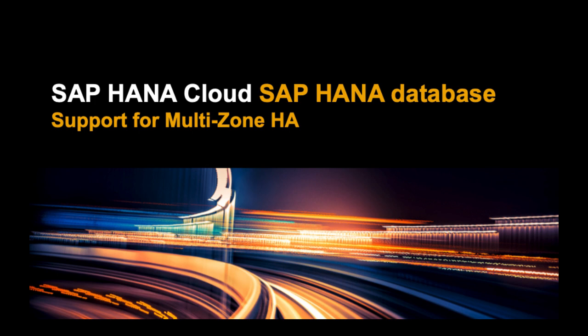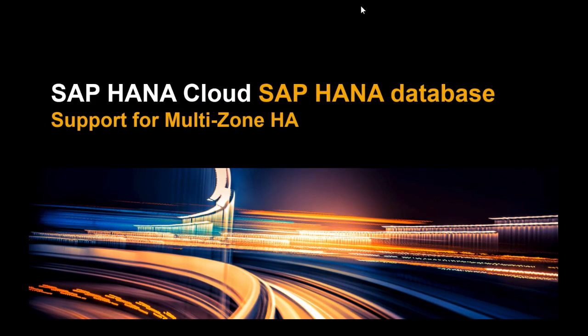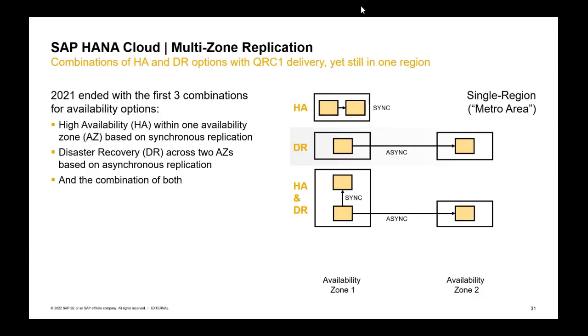And now we go a little bit deeper into the operation of HANA Cloud, and want to look into the new offerings of HA. As you know, last year, 2021, we ended with very nice three combinations. I listed them here for repetition, and to make it clear, we already have a very nice offering. We can offer high availability staying in one availability zone in the upper right. We have DR across two availability zones with an asynchronous replication option and the combination of both.